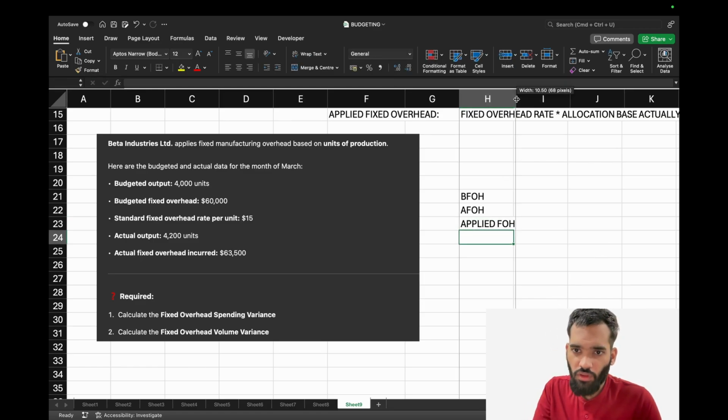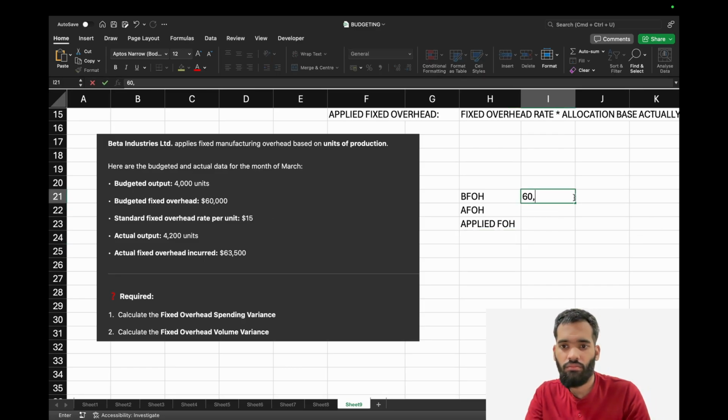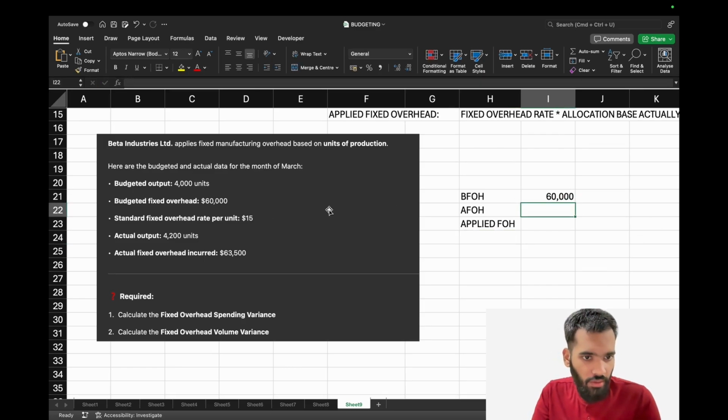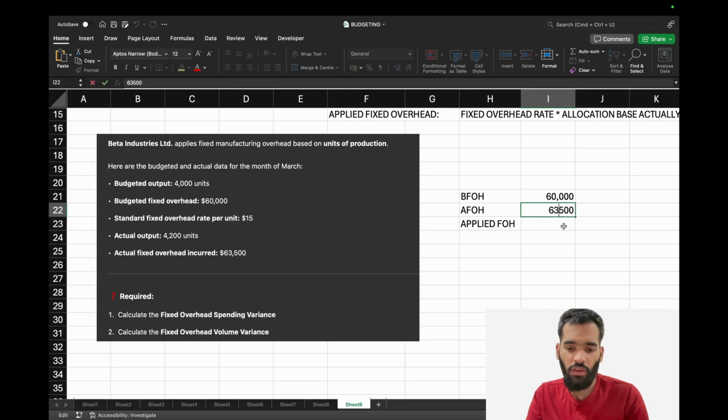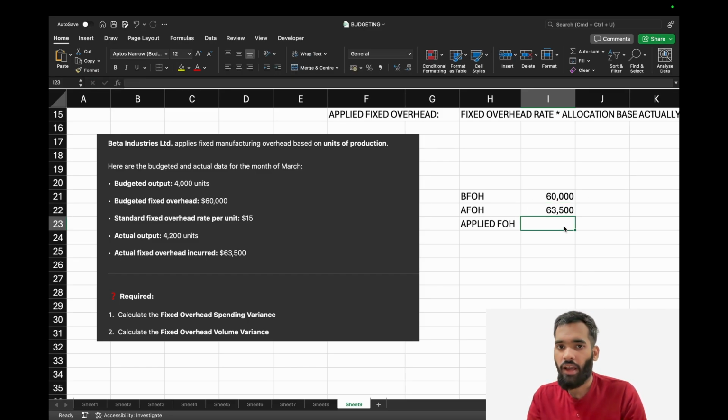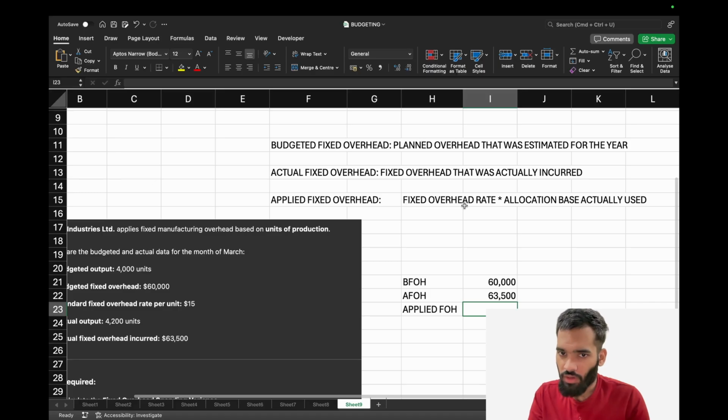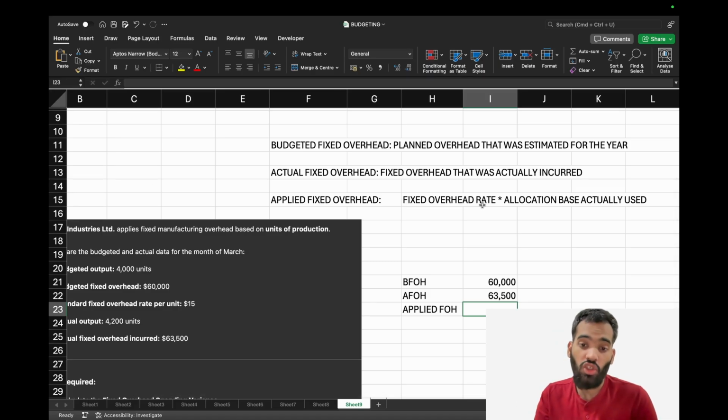So what is the budgeted fixed overhead? There you go, 60,000. Actual fixed overhead, 63,500. Now the only one which people have trouble with is the applied fixed overhead. Like how would we find that? Again, we know the formula. Whatever the rate is based on times by how much of that allocation base you actually used.